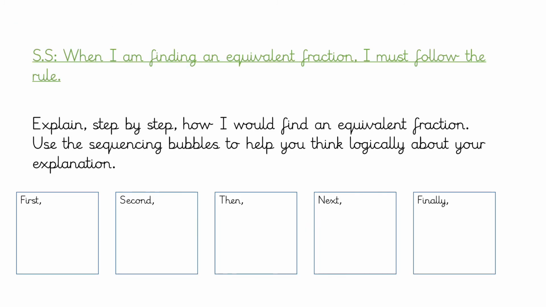So, I want you now to explain step by step how you are going to find equivalent fractions using multiplication. I've done some sequence bubbles, I know they're squares, but some sequence bubbles to help you think logically about your explanation. You can either draw it or write your explanation as long as they are step by step. Put a new step in a new box.